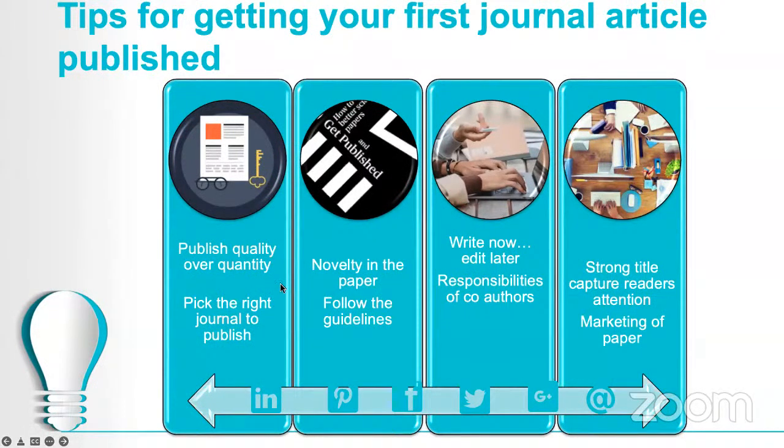Publish quality over quantity. Write only a few articles and publish. Pick the right journal to publish. Yes, picking the right journal is important. There should be novelty in the paper. You should follow the guidelines also, basically the author guidelines.